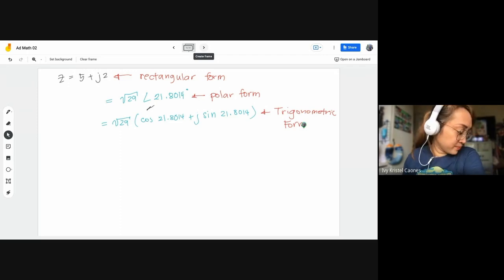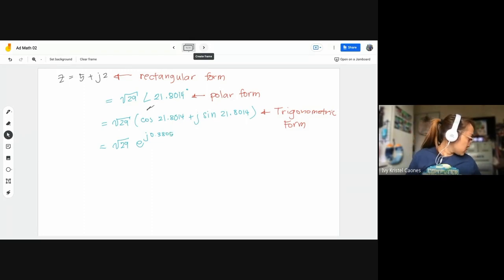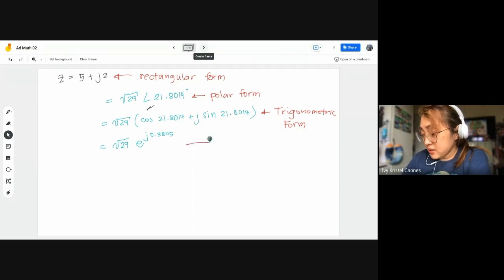And the last is equal to square root of 29 e to the j 0.3805. Right? That is in exponential form.